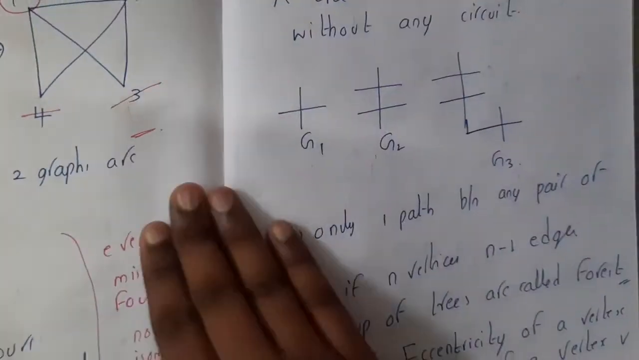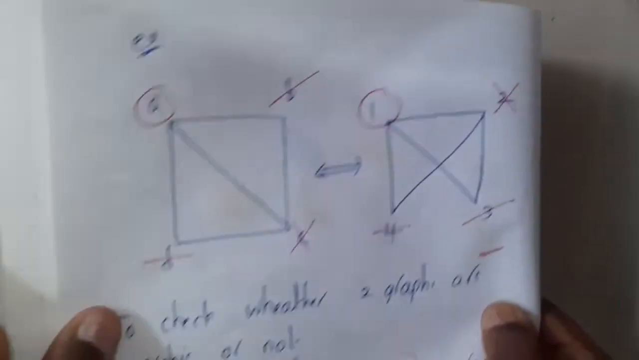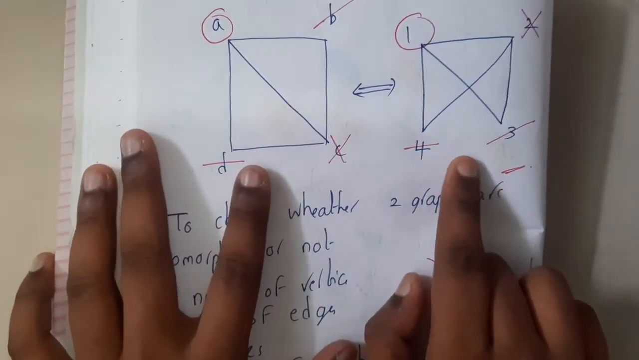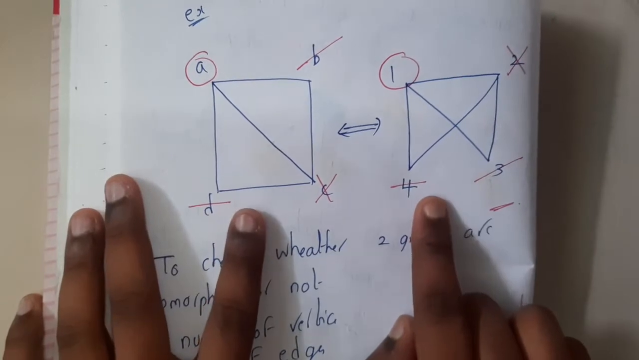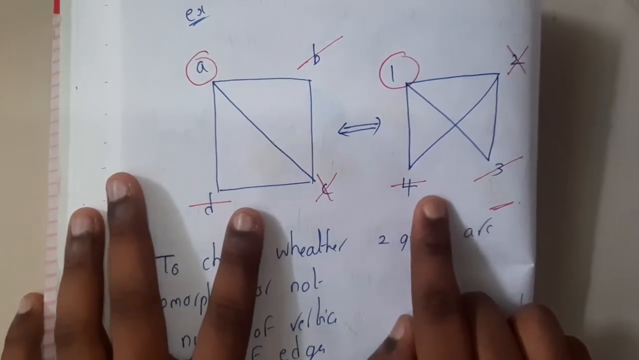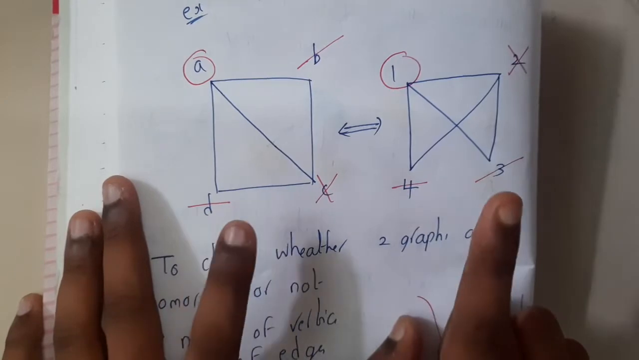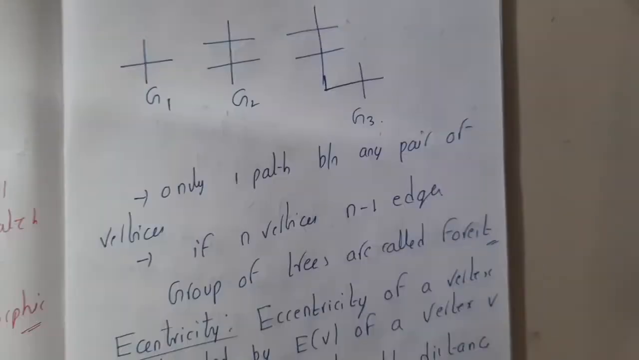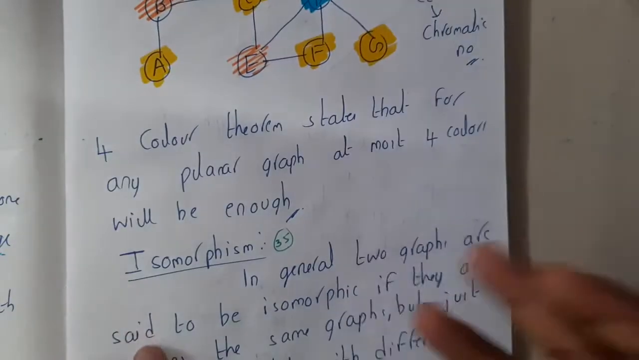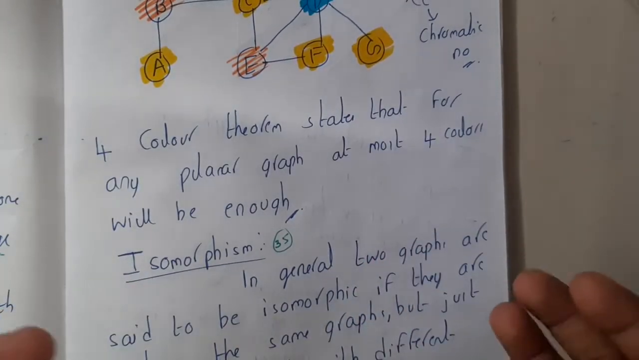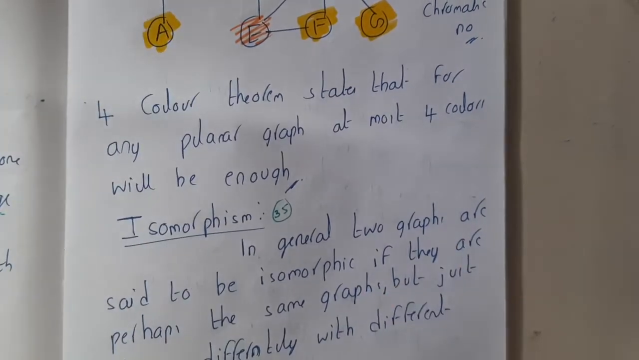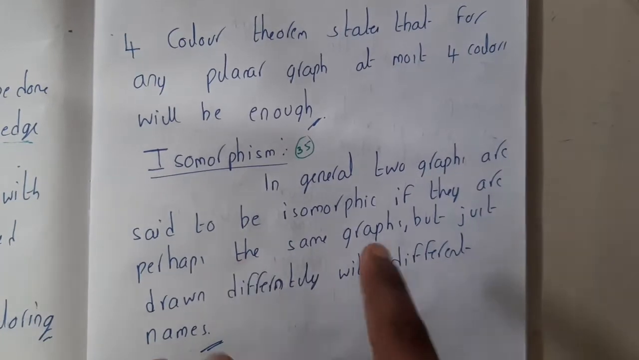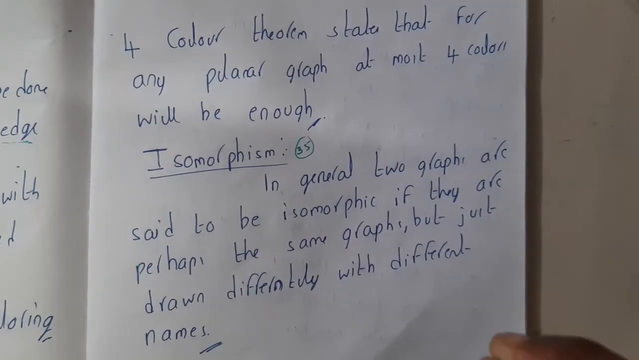For easy understanding, let me show you a graph. By observation, if you show these two diagrams to a small kid, he will say that these two are different, right? But in reality, they are the same graph. Even some students will say that these are not isomorphic, but they are isomorphic. That is the concept of isomorphism. A particular graph can be represented in various ways. If both of those diagrams correspond to the same graph, it is called isomorphism. In general, two graphs are said to be isomorphic if they are the same graph but just drawn in a different way with different names.